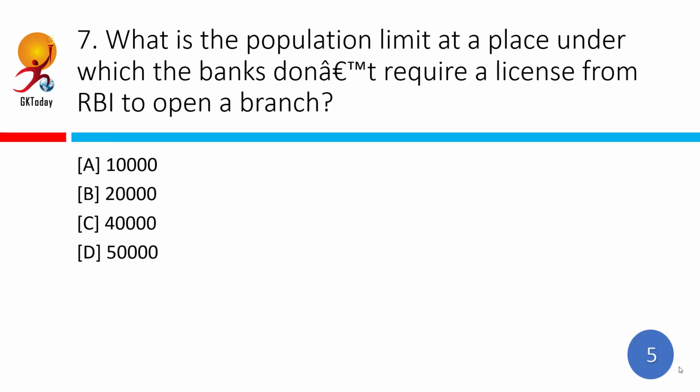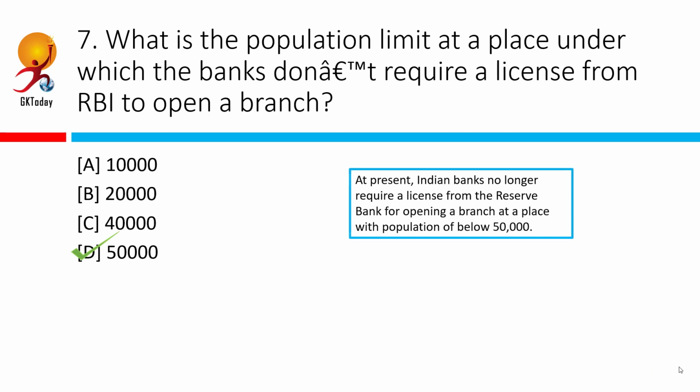What is the population limit at a place under which the banks do not require a license from RBI to open a branch? Correct answer is 50,000. To do business of commercial banking in India, whether it is in India or it is a foreign body, a license from RBI is required. Opening of branches is handled by the branch authorization policy, and at present Indian banks no longer require a license from RBI for opening a branch at a place with population of below 50,000.